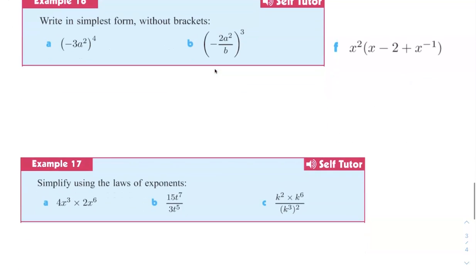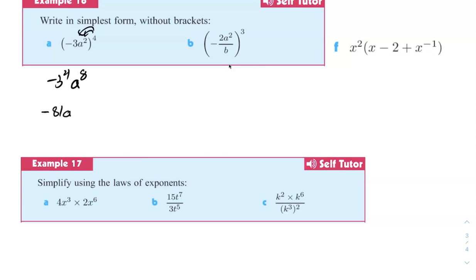Okay, last few. Write in simplest form. All we can do here is distribute. So I'm going to get negative 3 to the 4th and a to the 8th. If you want, you can simplify some more. 3 to the 4th is 81, so negative 81, a to the 8th.